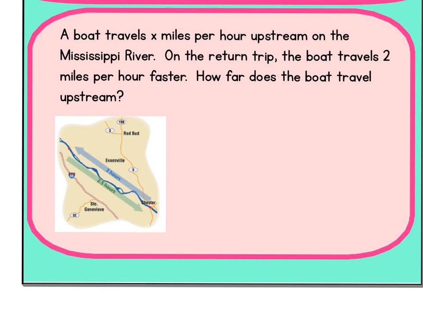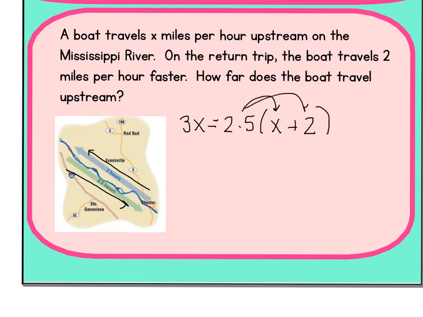For this one, we have to use the picture to help us come up with an equation. So here we've got the distance upstream, and then here we have the distance on the return trip home. So the distance upstream would be 3 times x miles, and then the distance of the return trip would be 2.5 hours times however many miles plus 2 miles per hour faster. So we're going to go through and solve. So we have 3x equaling 2.5x plus 2.5 times 2, which is 5.